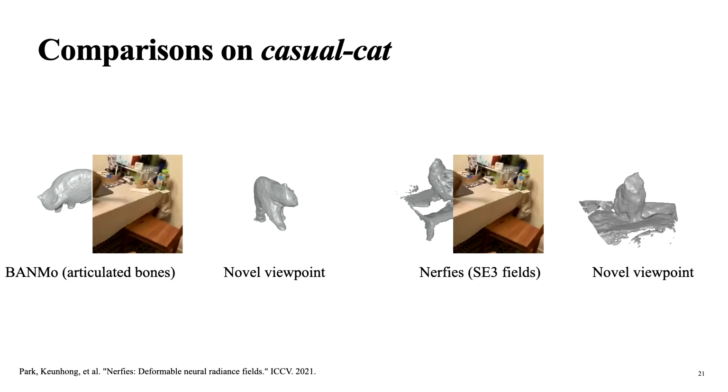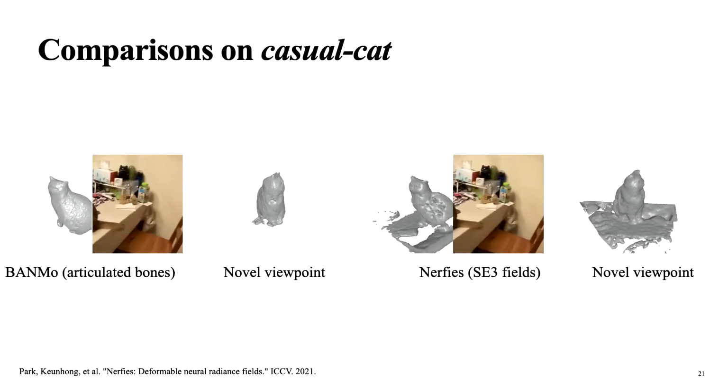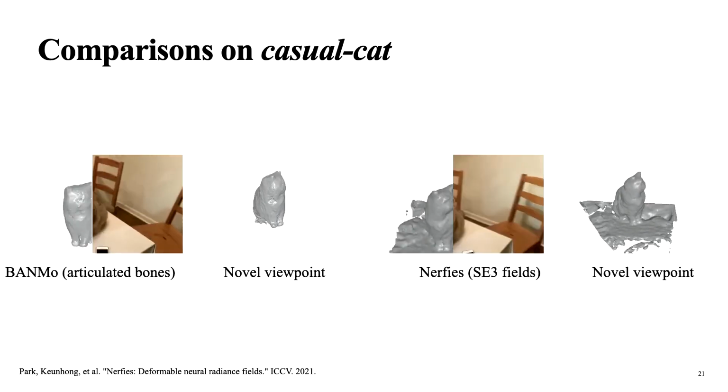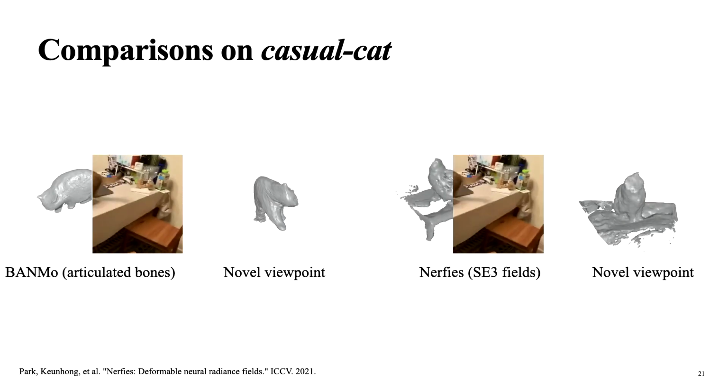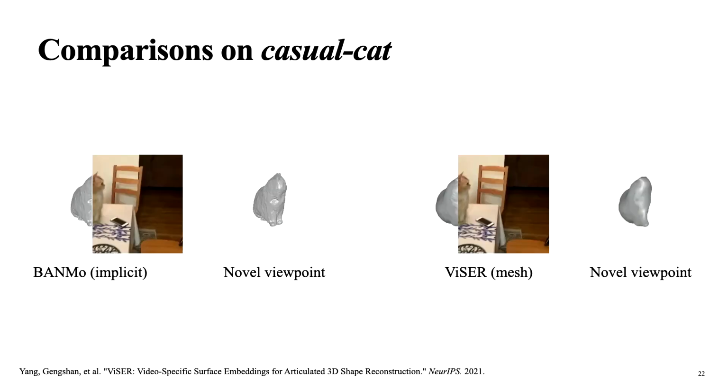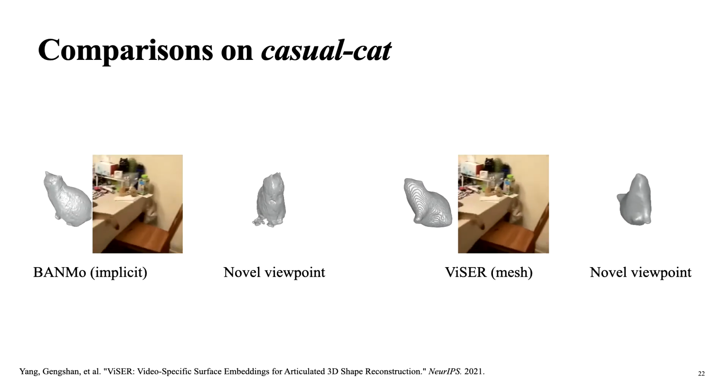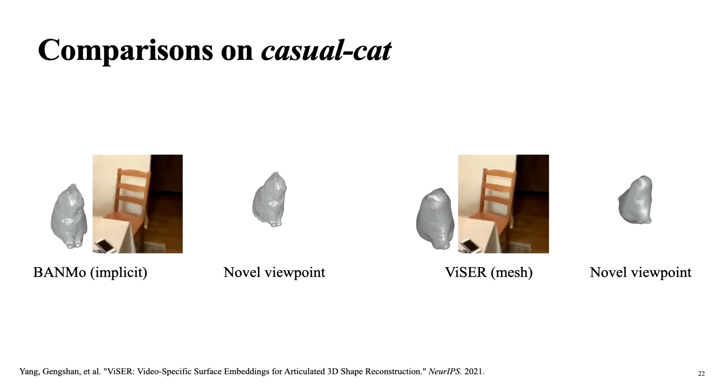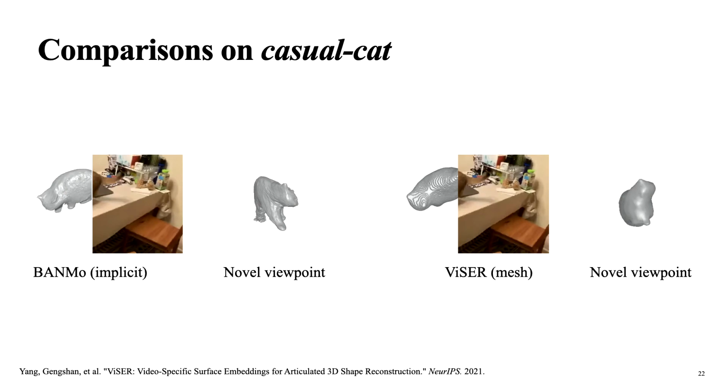We first compare with NeRFs on our cat video dataset. When the cat moves, NeRFs fail to register the large motions. With the help of the articulated bones model, our method faithfully reconstructs the large deformations of the cat head and limbs. We then compare with Visor. Visor uses a mesh-based representation and struggles to reconstruct fine structures. BANMo, in contrast, is able to reconstruct the detailed geometry of the cat face, benefiting from the neural implicit representation.